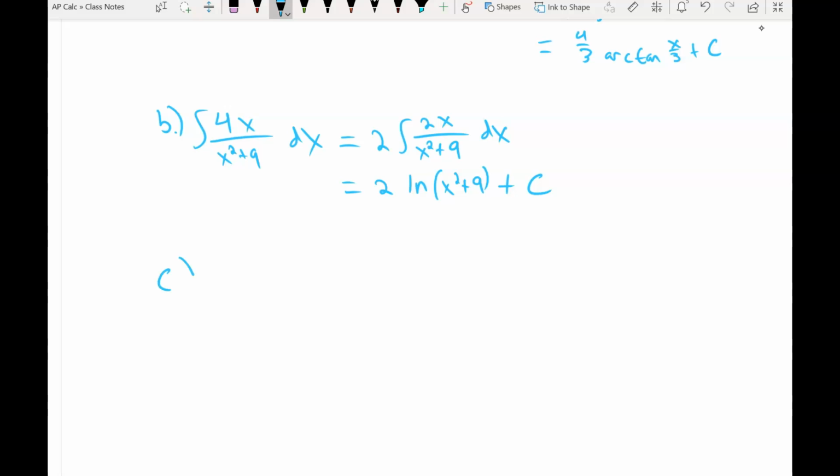Now in example C, we have the integral of 4x squared over x squared plus 9 dx. You might be thinking, what the heck do I do here?